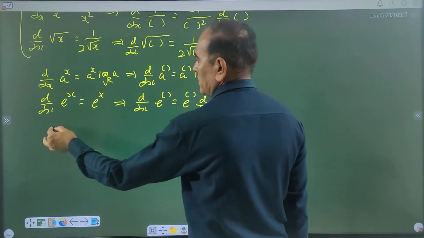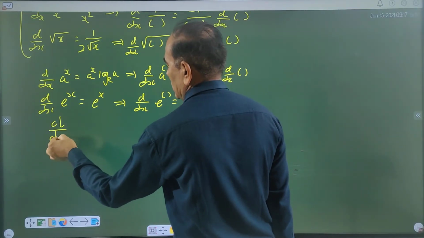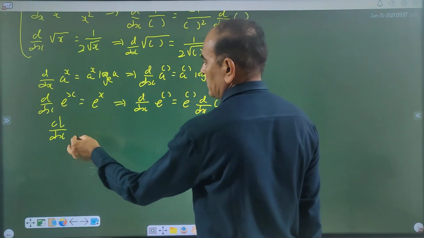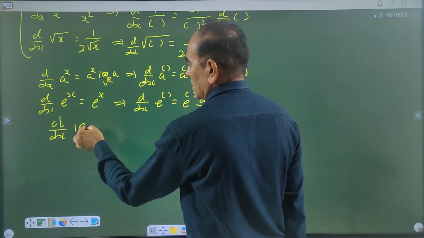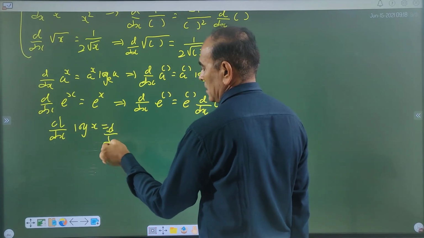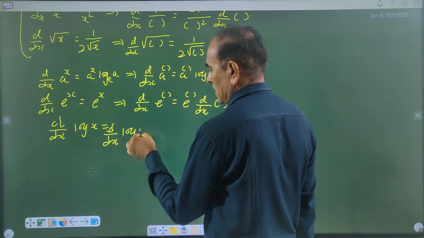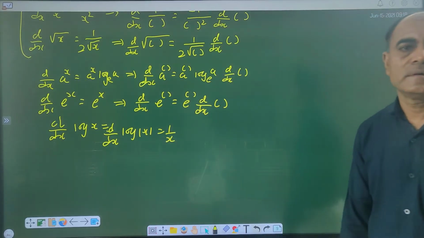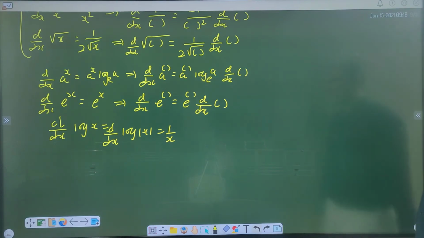Then the logarithmic form, d by dx of log x or d by dx of log of magnitude x. That comes out 1 by x. The derivative of log x is 1 by x.